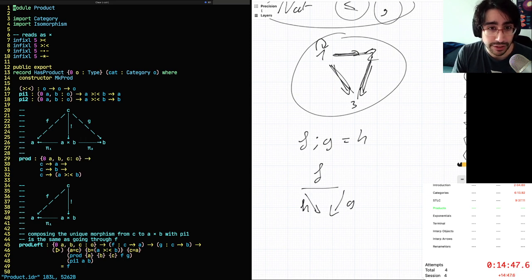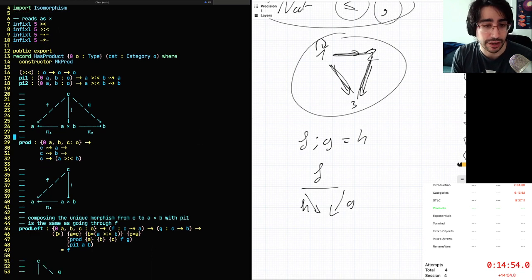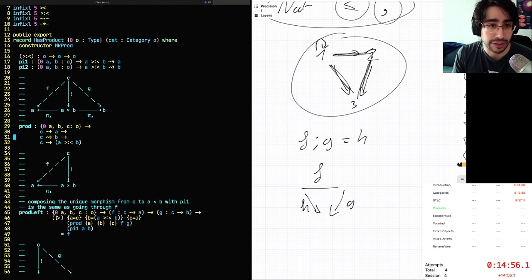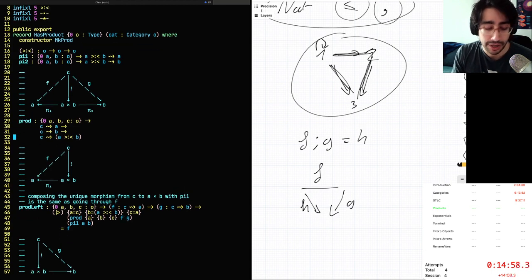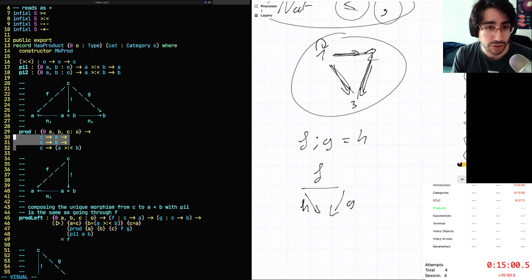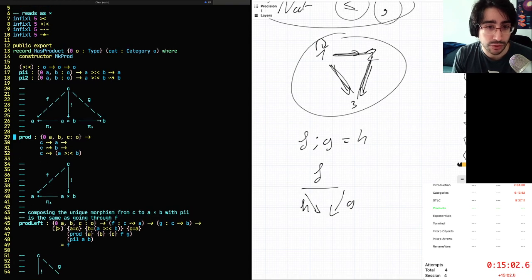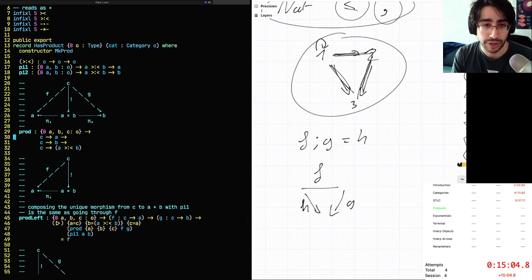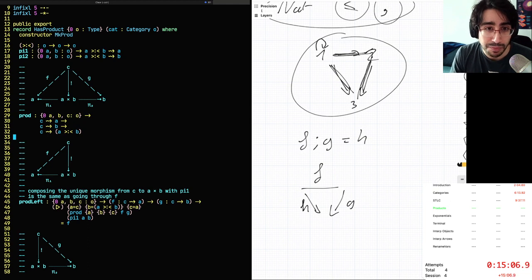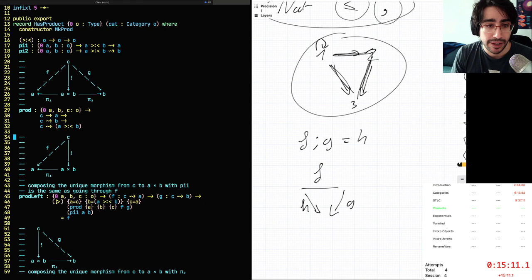It's creating this arrow from C to A cross B by saying this is the best way to extract two things out of it. So interestingly enough, this is something I haven't seen mentioned enough in the literature. The essence of being a product is not to have two things, but it is to be able to extract two things out of it. It's not being two things, it's extracting two things out of it.